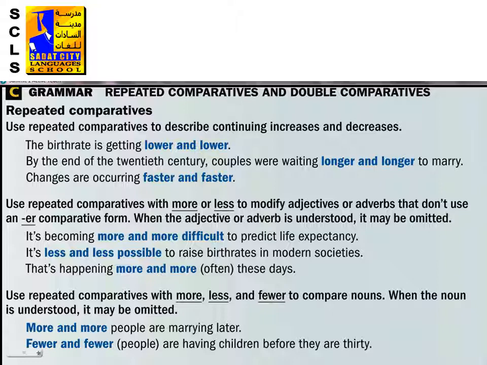In the second example, "people" is in brackets. That means we can omit it. We can say the sentence like that: Fewer and fewer are having children before they are 30.